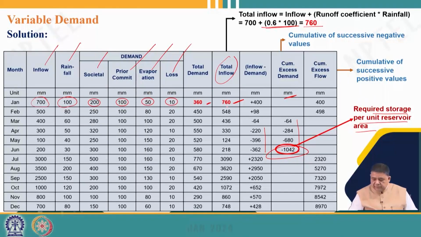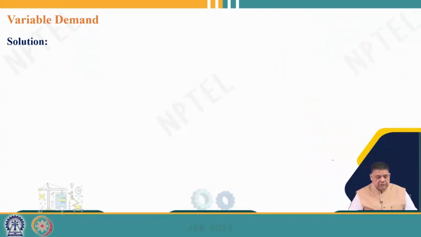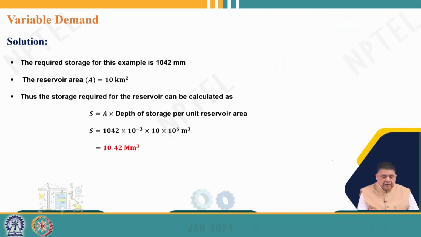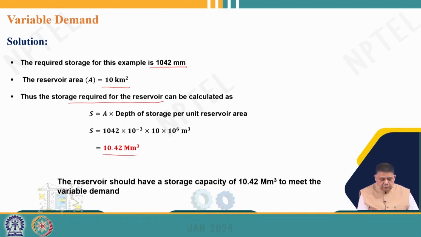In this case we can see that the required storage per unit reservoir area is 1042 millimeters, because we are doing all in depth months, and again the very next month this reservoir will be filled. Because the required storage is 1042 millimeters and the reservoir is 10 square kilometers, multiplication of that gives the storage required for the reservoir, which comes out to be 10.42 million cubic meter. So, the reservoir should have a storage capacity of 10.42 million cubic meter to meet the variable demand.